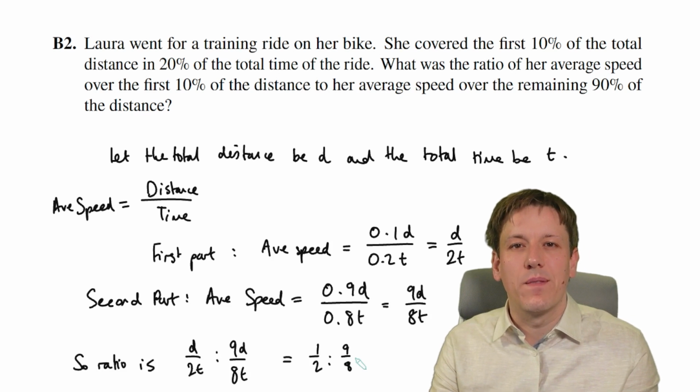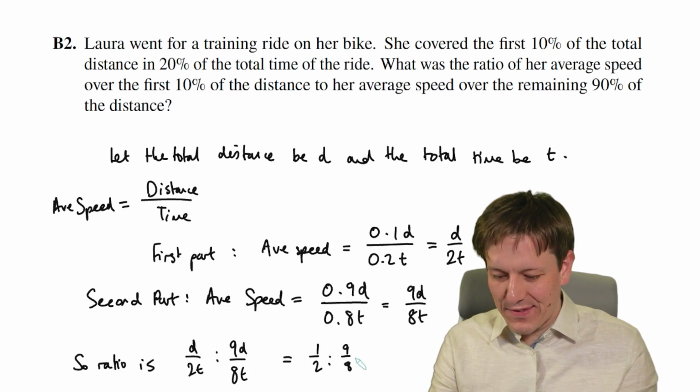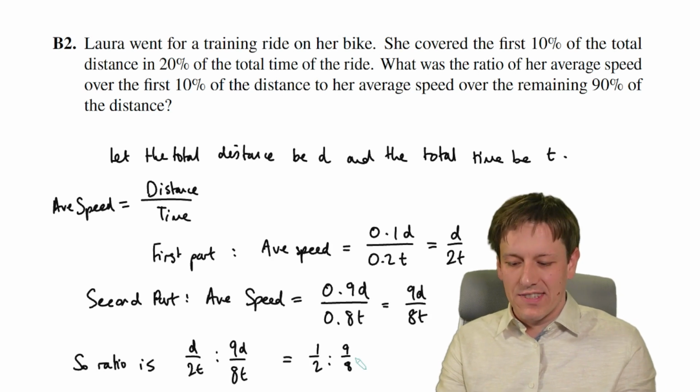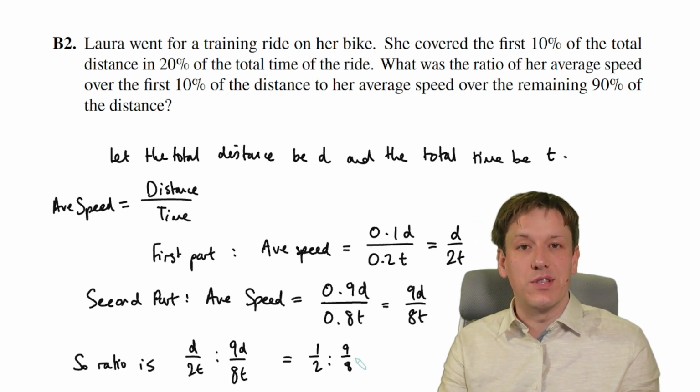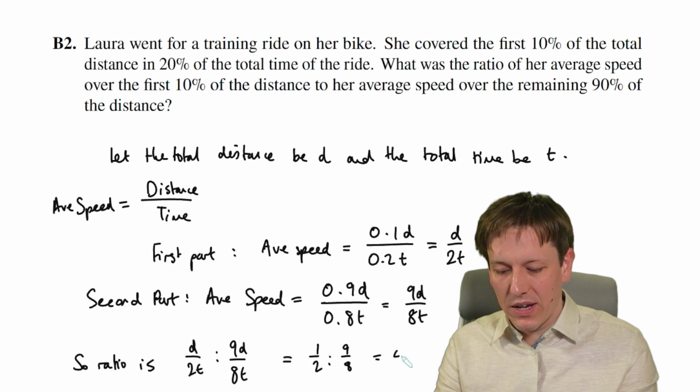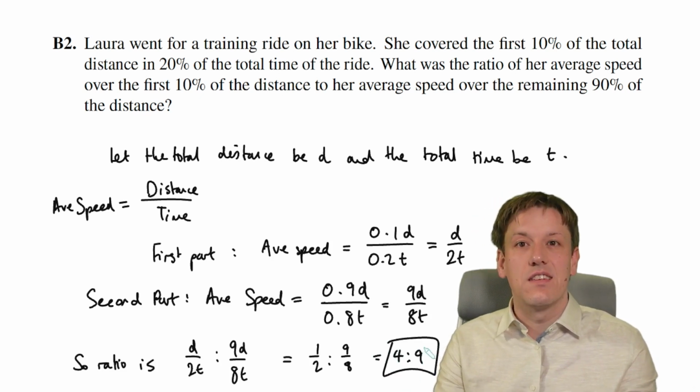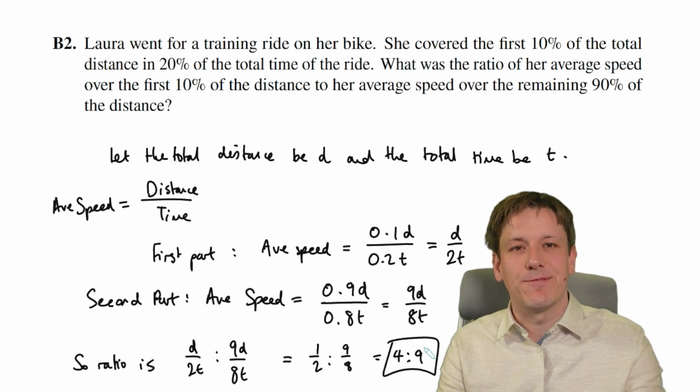Now I'm not sure if you would get full marks for leaving fractions in your ratio here. I would like you to simplify it to tidy it up here, I think. Multiply both sides of the ratio by 8, and then we'll get a ratio of 4 to 9 there as a nice simplified final answer.